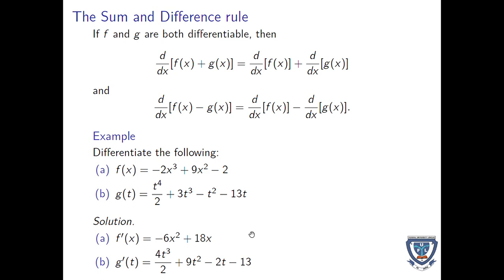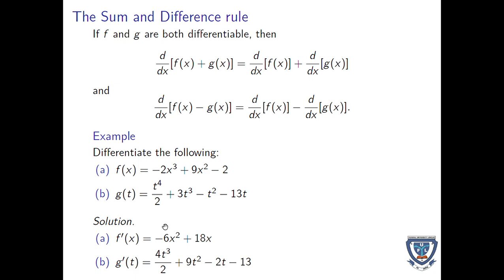Let's take some examples. Here in A, differentiate the following: f of x equals minus 2x cubed plus 9x squared minus 2. And for B, you have g of t equals t raised to power 4 over 2 plus 3t raised to power 3 minus t squared minus 13t. How do you find the derivative?